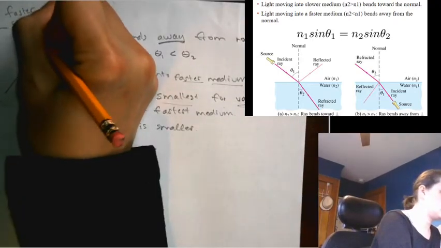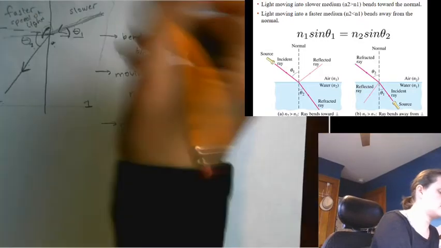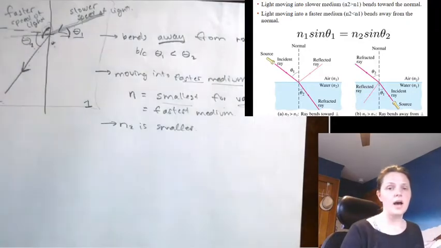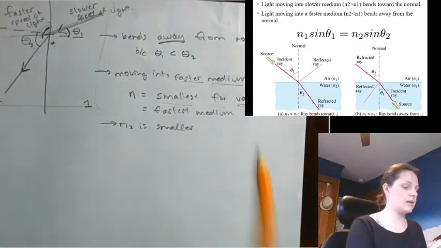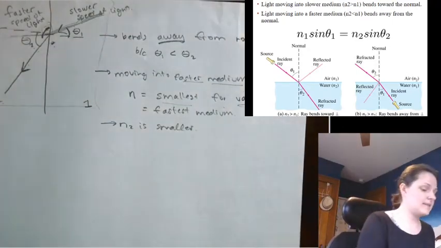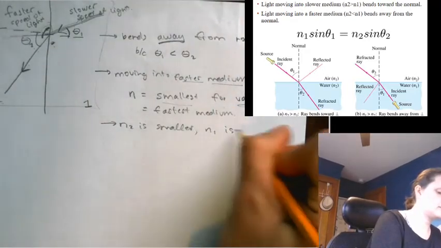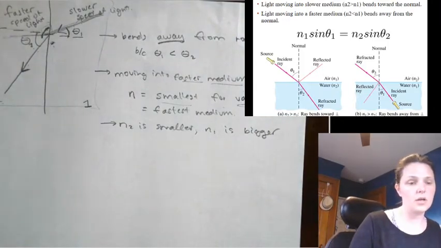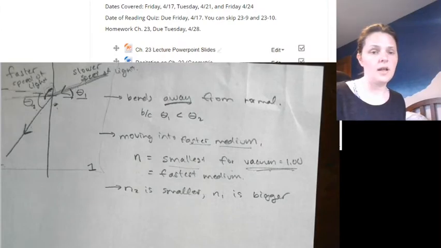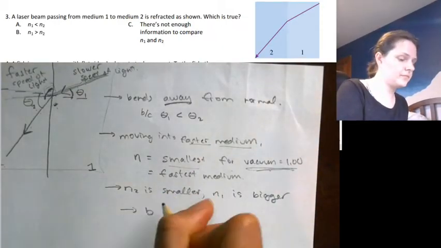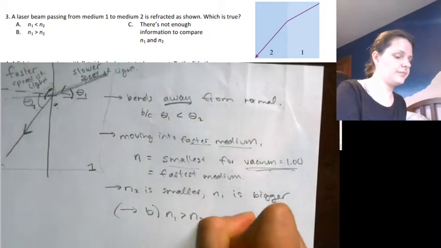Speed of light, and there's the slower speed of light. So that works too. You can kind of reason it however you want, but it must be that N1 is bigger. So if we go back to where we were, which was here, I believe, we will say that the answer to this is B. N1 is greater than N2.